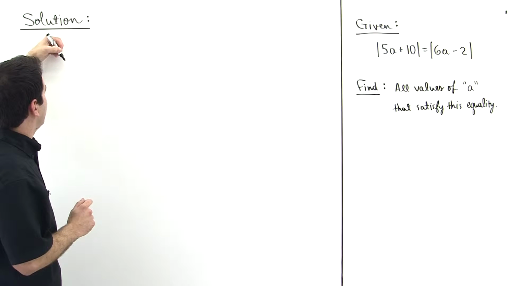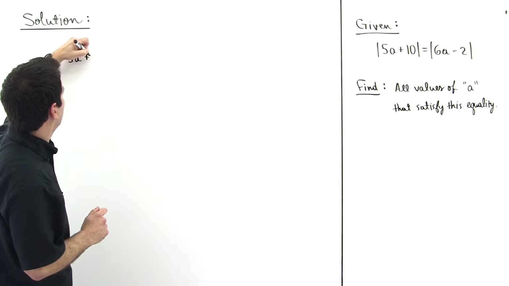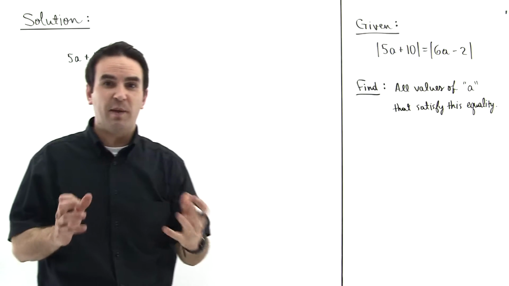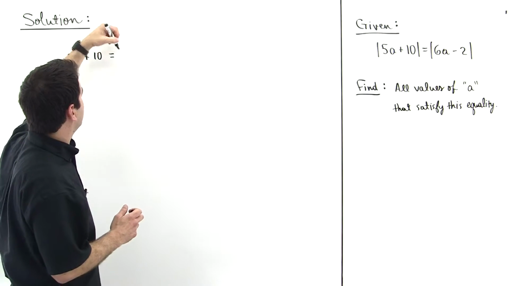So we're just going to say 5a plus 10. The first thing we're going to do is just drop the absolute values and solve for the equality. Solve for a. So 6a minus 2.